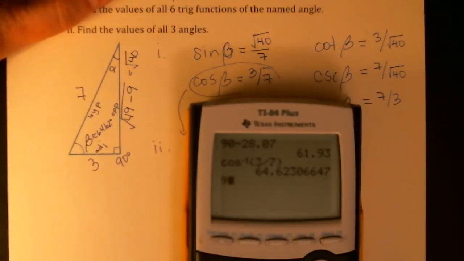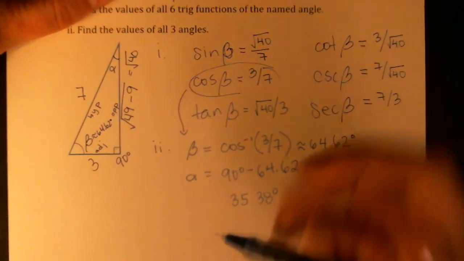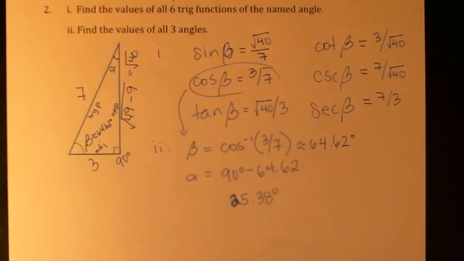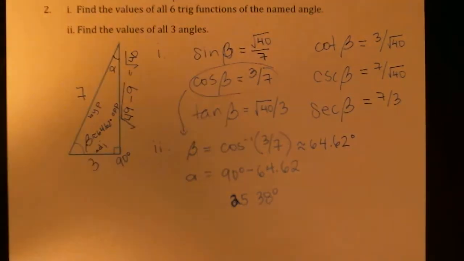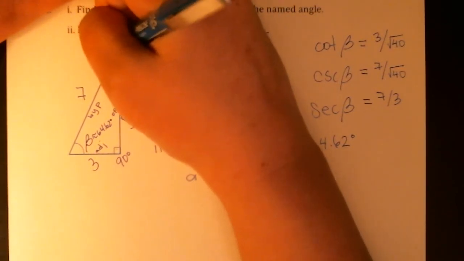Let's just double check me. 90 minus, I'll just grab that. Oh, whoa, I was way off. Oh no, I wasn't way off. I was off by 10. I guess that's pretty way off. 25, geez, 25. Trying to add up to 90, not 100. Okay, so this is about 25.38 degrees.